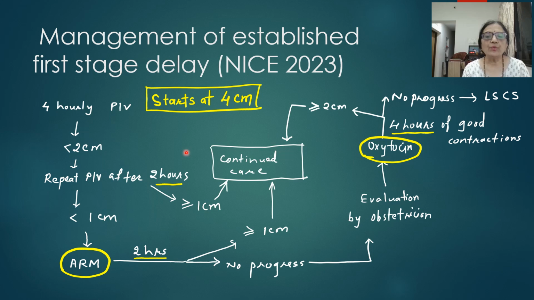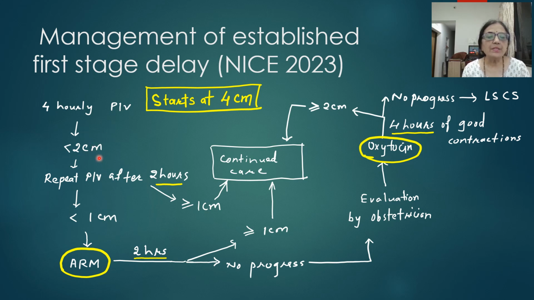Now this flow chart shows us how the first stage delay or dystocia is managed as per the NICE guideline, UK guideline 2023. Here the protocol starts at 4 centimeters because active management is considered as dilatation greater than or equal to 4 centimeters. Vaginal examination is recommended on a 4-hourly basis.